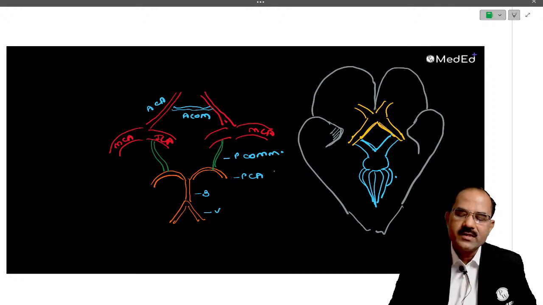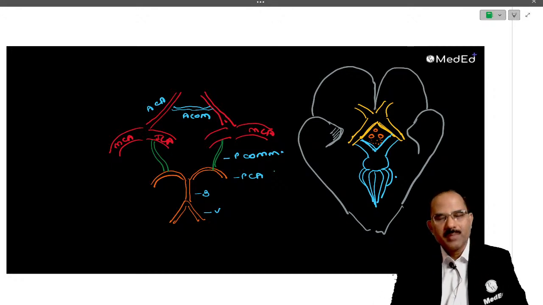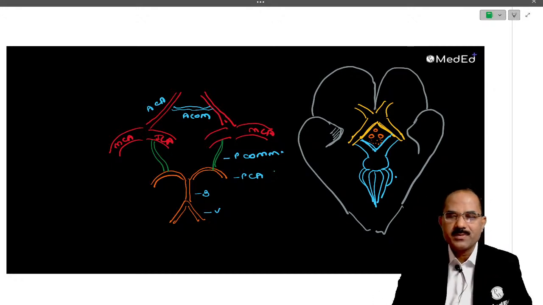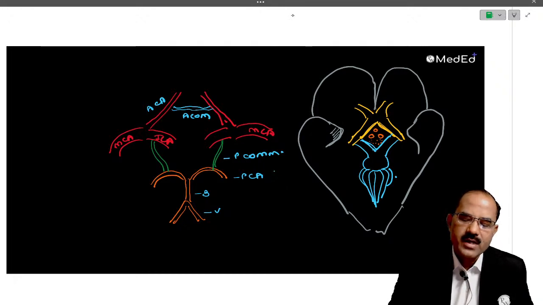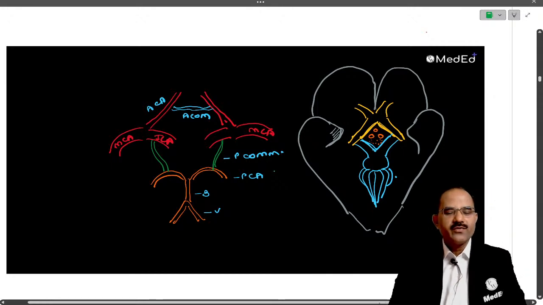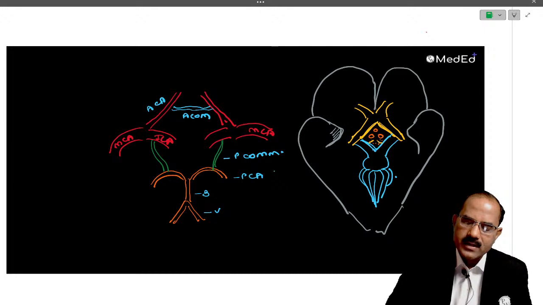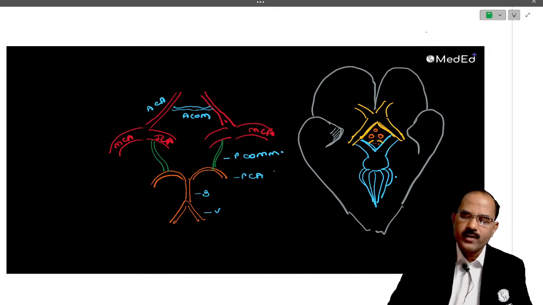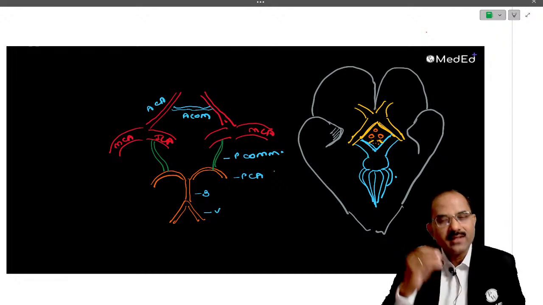The floor of this interpeduncular fossa is formed by the pituitary stalk here, the mammillary bodies here, and the posterior perforated substance. And what are the contents of the interpeduncular fossa? Any guesses? This is the third nerve here. That's the third nerve and the circle of Willis. This is the interpeduncular fossa. The contents are the third nerve and the circle of Willis.